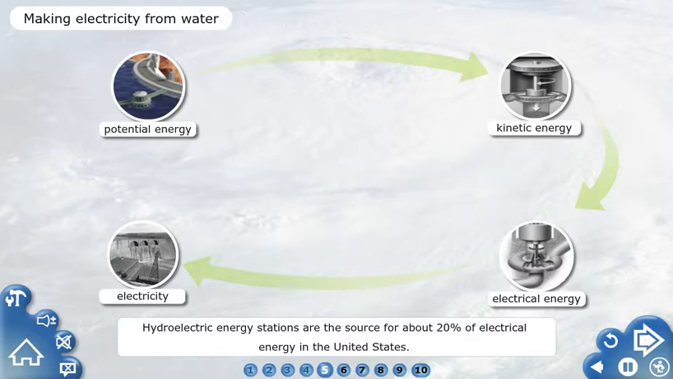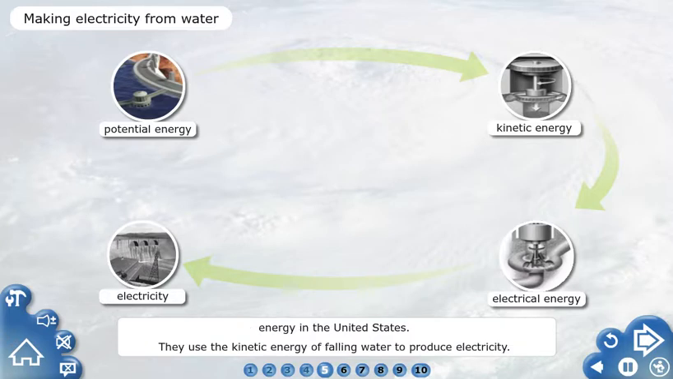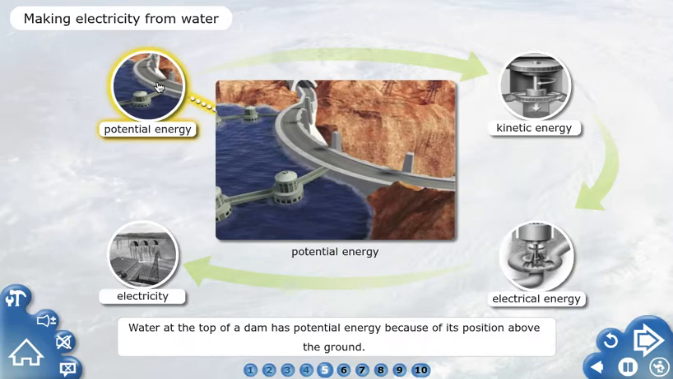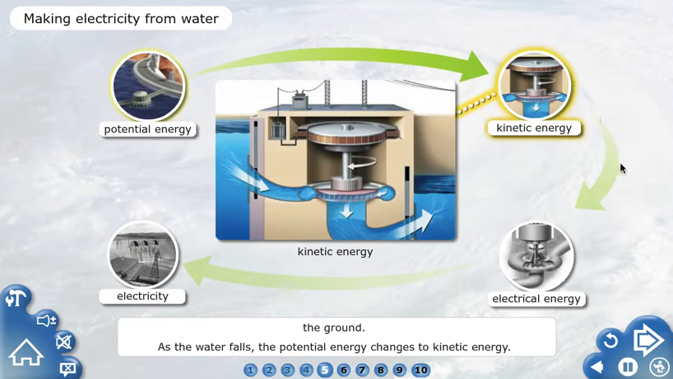Hydroelectric energy stations are the source for about 20% of electrical energy in the United States. They use the kinetic energy of falling water to produce electricity. Click the pictures to see how this works. Water at the top of a dam has potential energy because of its position above the ground. As the water falls, the potential energy changes to kinetic energy.